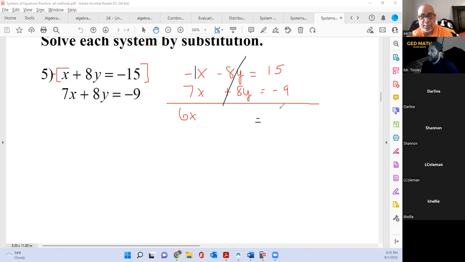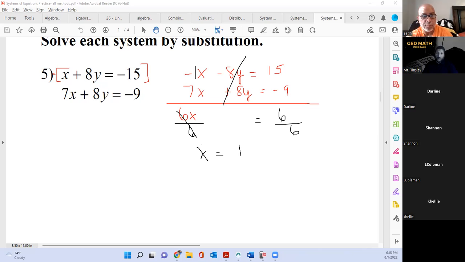Positive 6. In order to solve for x, how are we going to get x by itself? We divide by 6. Divide both sides by 6. We get x is equal to, what's 6 divided by 6? 1. Okay, we are not done. Because remember, to solve a system of equations, you need an x and a y. But now we can plug this value in to whatever equation we want. It does not matter which equation you plug this into.